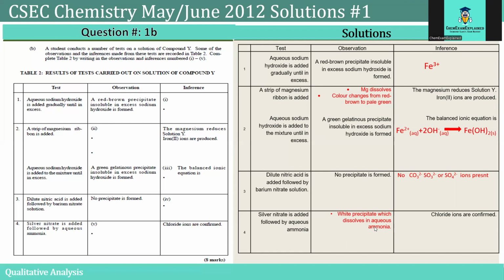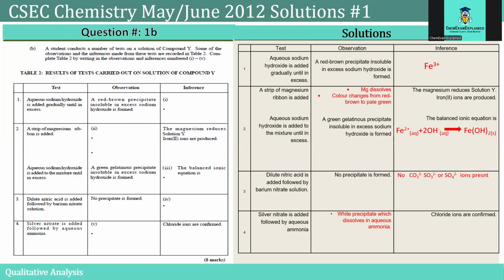If it was Br- ions present, then we would get a cream or an off-white precipitate. All right, and that would dissolve partially. And for iodide ions, we would get a yellow precipitate which will not dissolve in the excess aqueous ammonia.